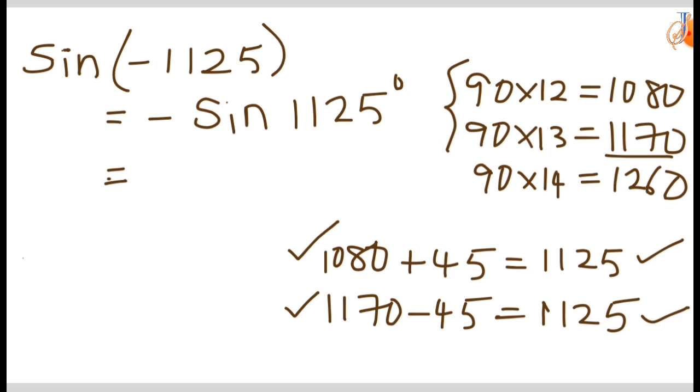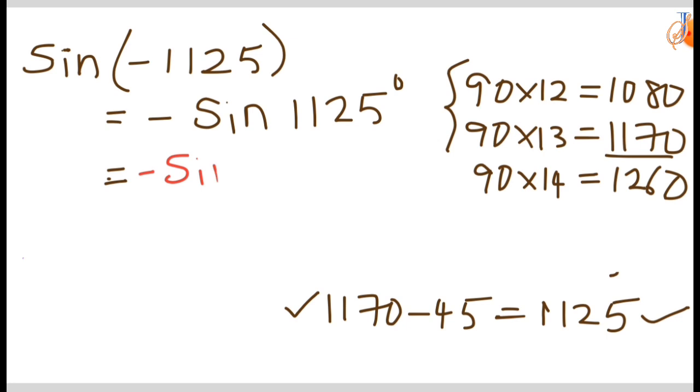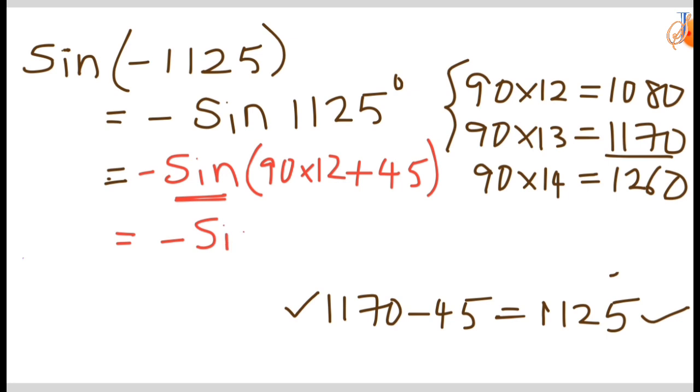First we take the positive one, that is minus of sine of 1080 plus 45. This 1080 we can write as 90 times 12. So here our n is even, no need to change this. So just write minus sine and leave this angle. You just write only 45. And the fourth step is you need to check which quadrant this is. This is the x-axis and this is the y-axis.